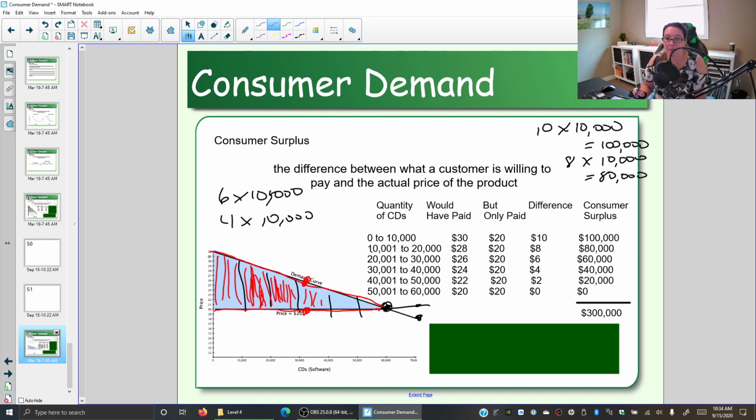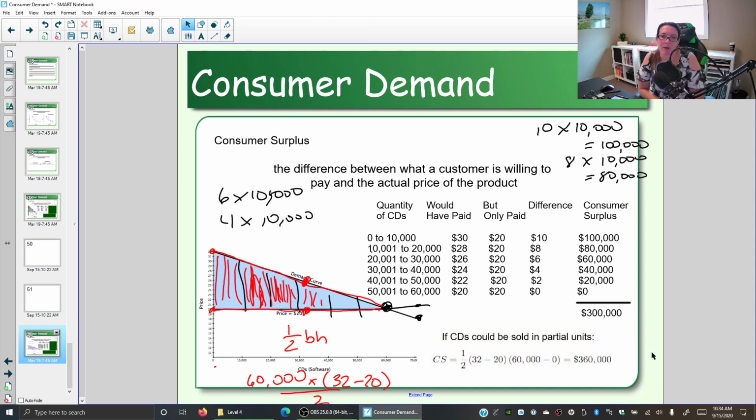So what was the formula for the area of the triangle? 1/2 base times height. So here the base goes from 0 to 60,000. The height goes from 20 to 32. So we go all the way from here to here, and then we divide that by 2. So we have 12 times 60,000 divided by 2. We get 360,000.